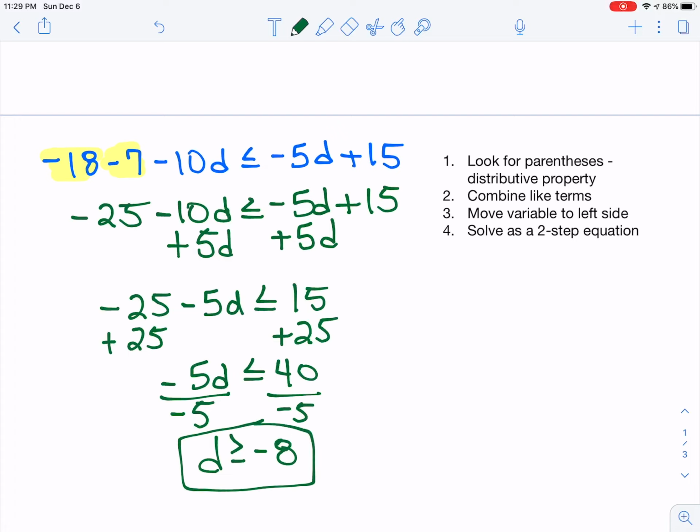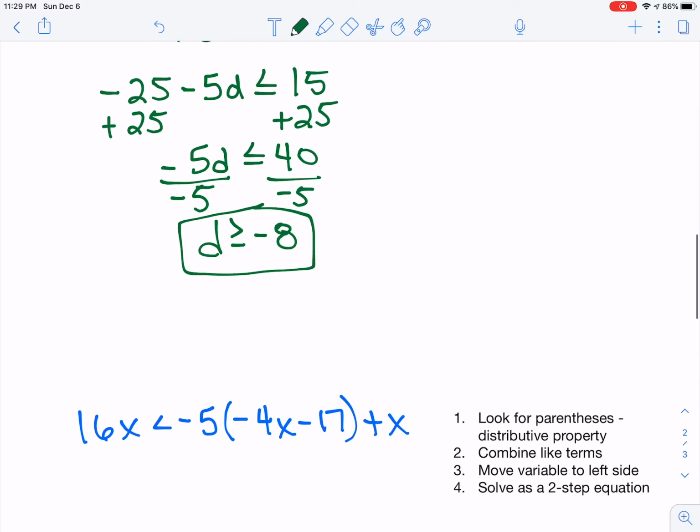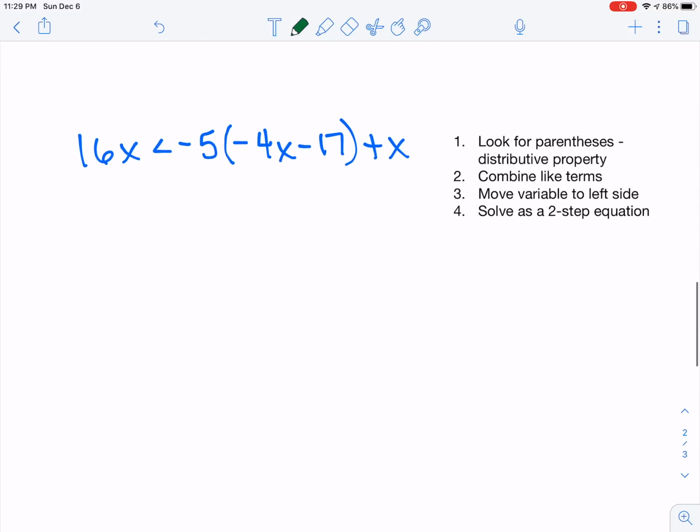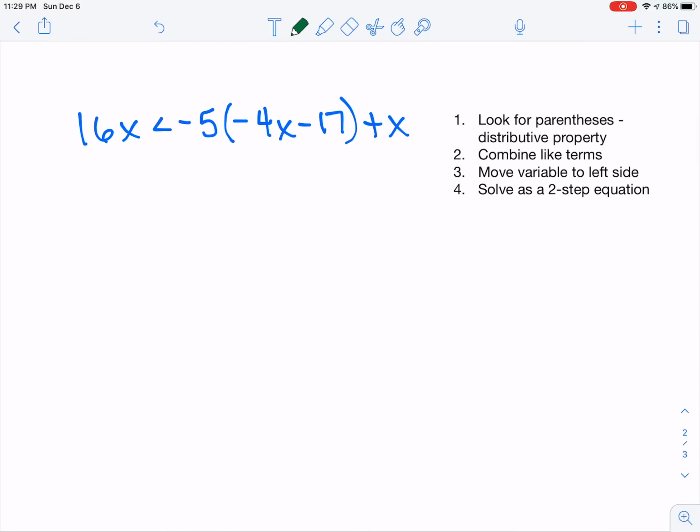All right, again, I'm going to follow these steps for one more example. This is our last example to look at. Let me scroll on down here just a little bit. All right, step 1 says look for any parentheses and distribute.